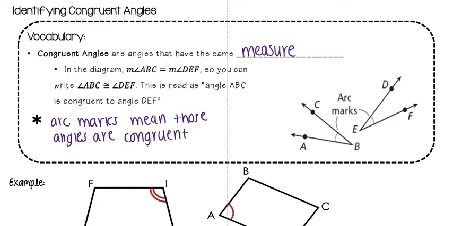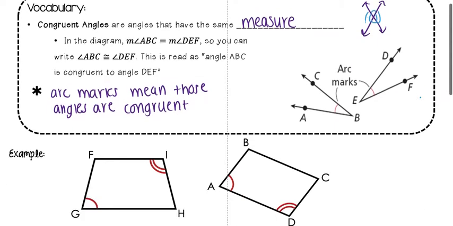So really similar to those tick marks that we used for segments, where we marked two segments congruent with one tick mark, and then maybe another set congruent with two tick marks, we have the same thing with arcs. So let's say I had those angles made up in this X. I can mark that these two angles are congruent by one arc, and these two angles are congruent by two arcs. So it's really similar to when we were doing segments. So let's look at an example.